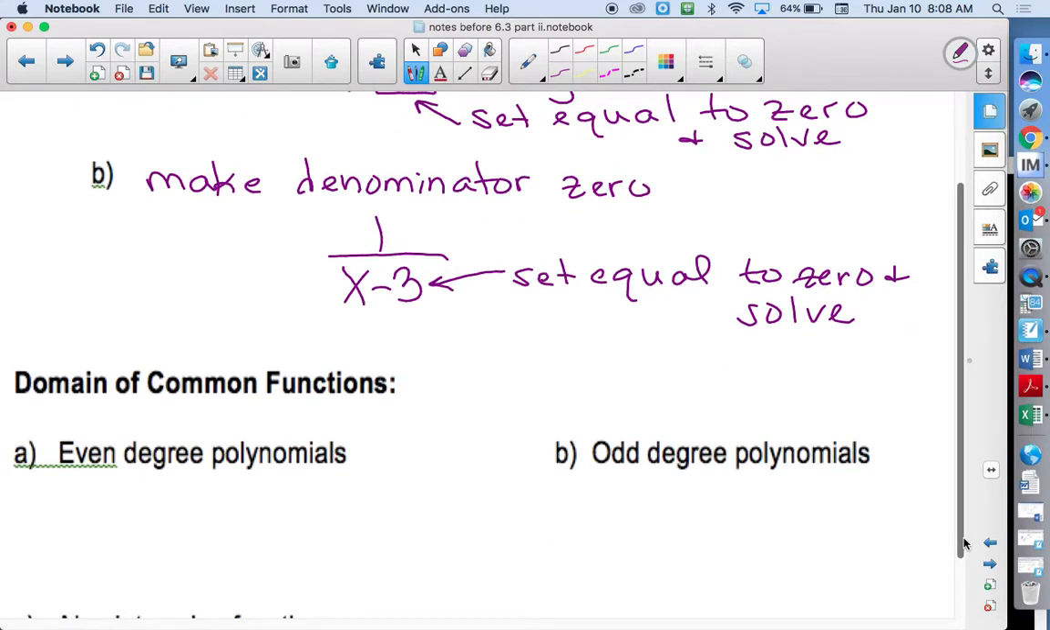So if you have an even degree, what would the domain be of every even degree? So x squared, x to the 4th, x to the 8th, x to the 100. What's the domain of that number? Yeah, negative infinity to positive infinity. Every even degree polynomial has that domain.